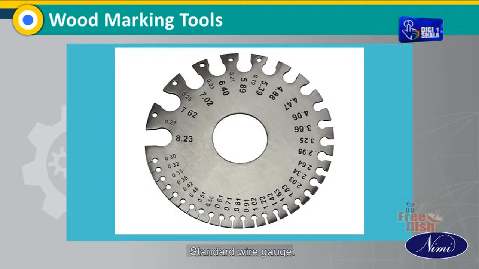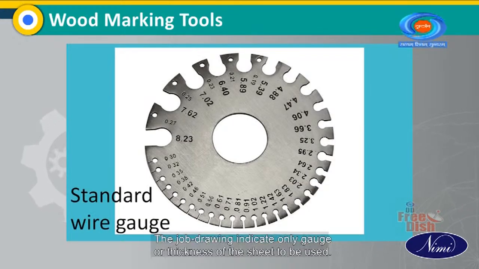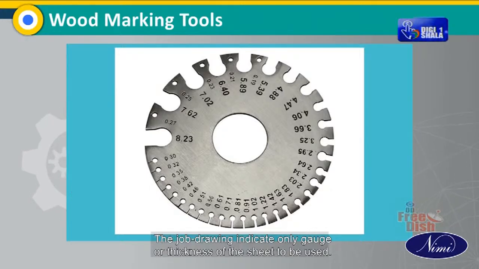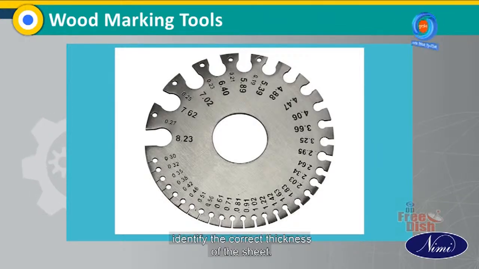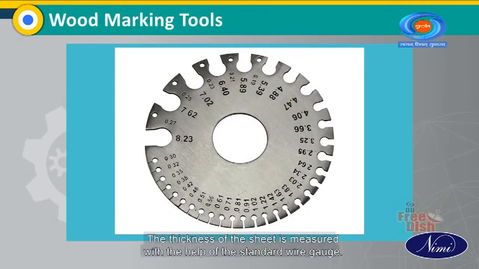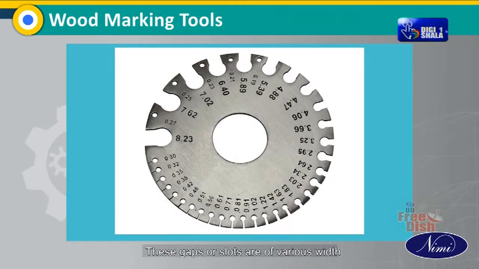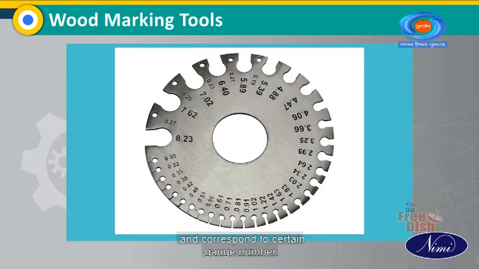Standard wire gauge. The job drawing indicates only the gauge or thickness of the sheet to be used. Before starting the work, identify the correct thickness of the sheet. The thickness of the sheet is measured with the help of the standard wire gauge. These gaps or slots are of various widths and correspond to a certain gauge number.